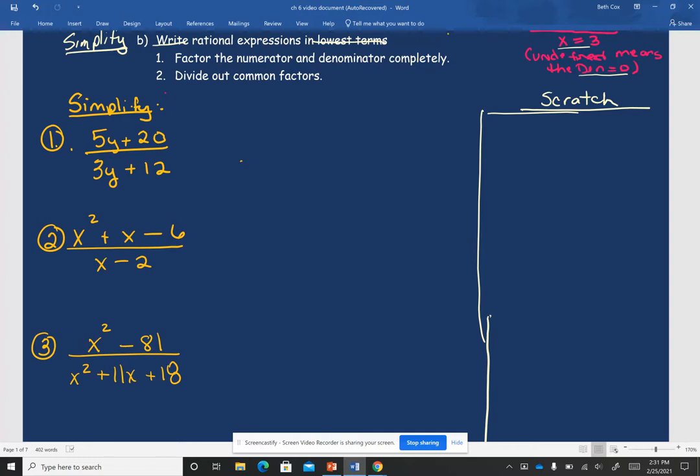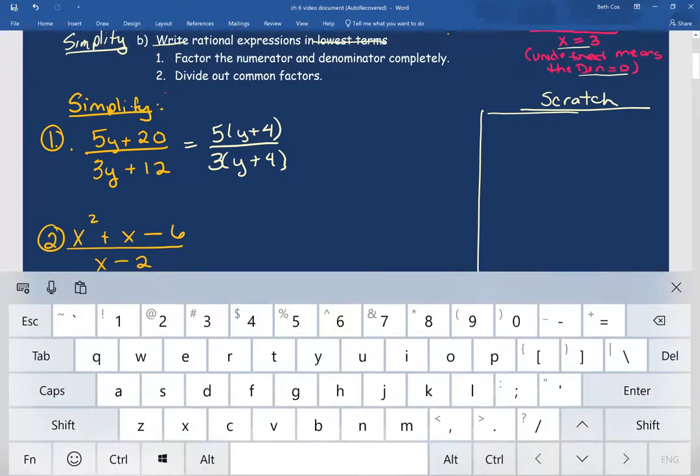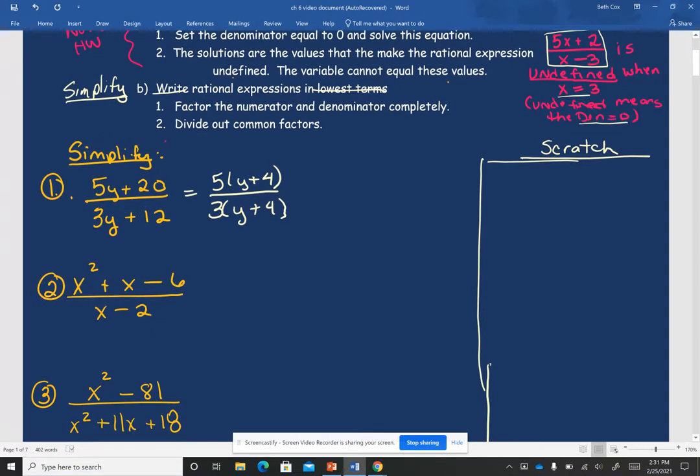In this first example, factoring the numerator is going to be a GCF factor, giving 5 times y plus 4. Factoring the denominator, again it would just be a GCF of 3, and we have y plus 4. And here comes the fun part. It says divide out the common factors. Y plus 4 over y plus 4 is 1. When I divide that out, or some people like to call it canceling, I like to say divide out, I'm just left with 5 over 3. And that's my answer. Next problem.